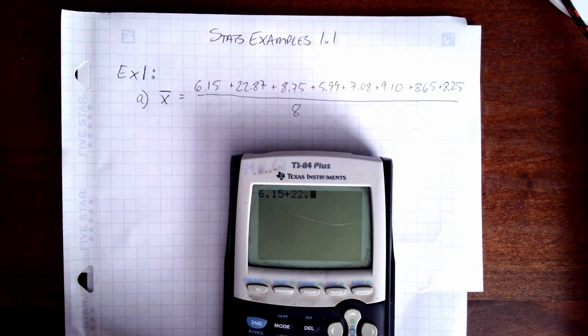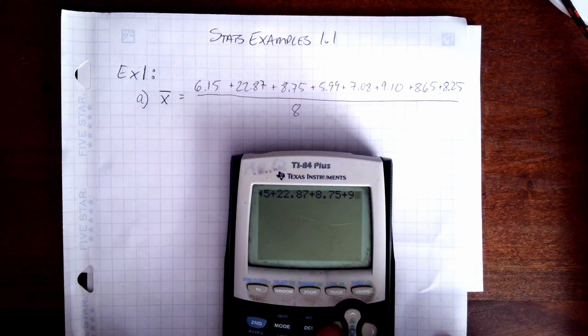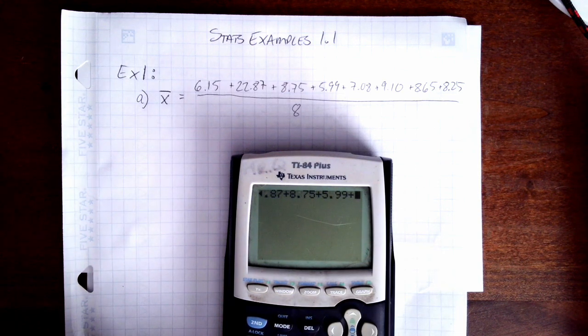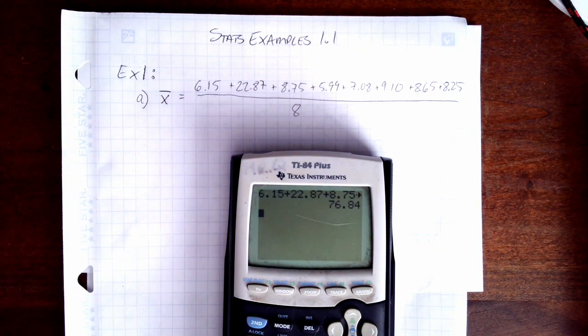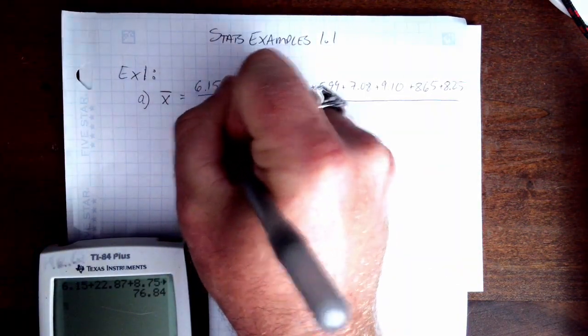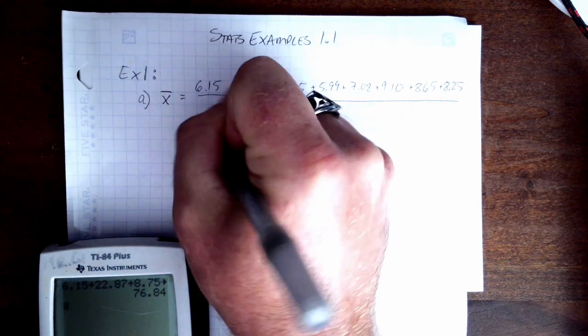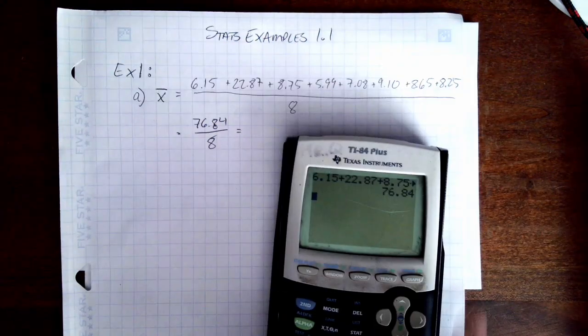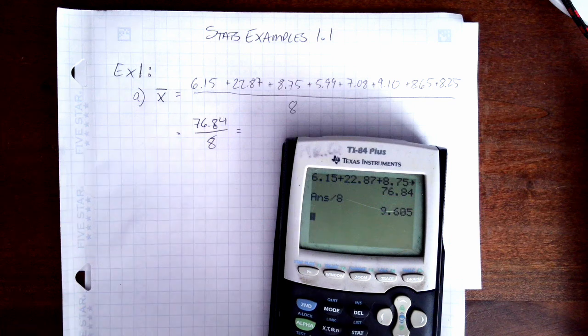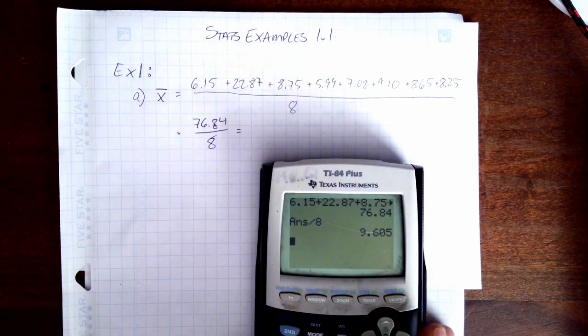6.15 plus 22.87 plus 8.75 plus 5.99 plus 7.08 plus 9.10 plus 8.65 plus 8.25. So our total was 76.84. And if we divide that by 8, then we get our average mean price of 9.61.